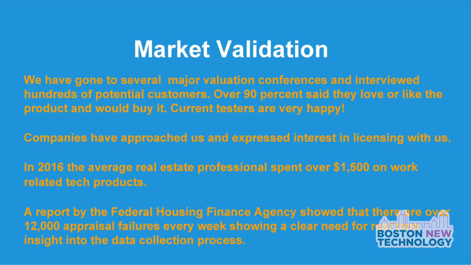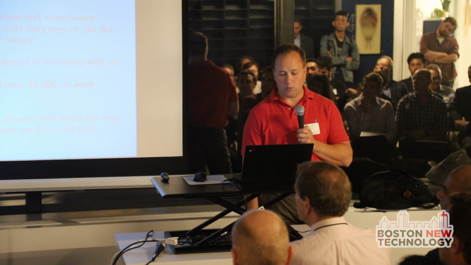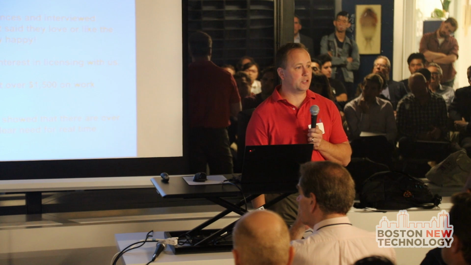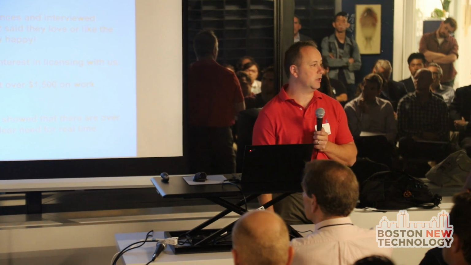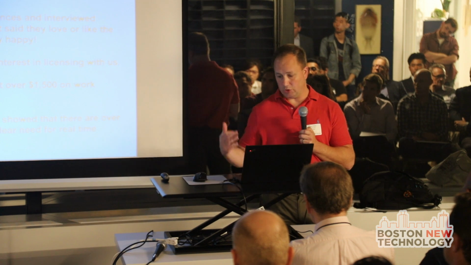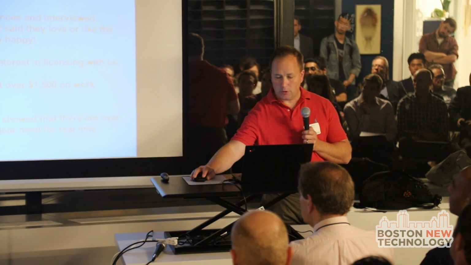This is something that I just found out the other day. The Federal Housing Finance Agency showed that there's over 12,000 appraisal failures every week, just in the United States. That means that a house is appraised, and for some reason it gets kicked back, and it actually fails. There's 12,000 every single week. That's quite a big number if you think about it. It can be for any little thing. The majority of it is compliance issues, whether or not they were on site or not. So we're trying to solve that problem.